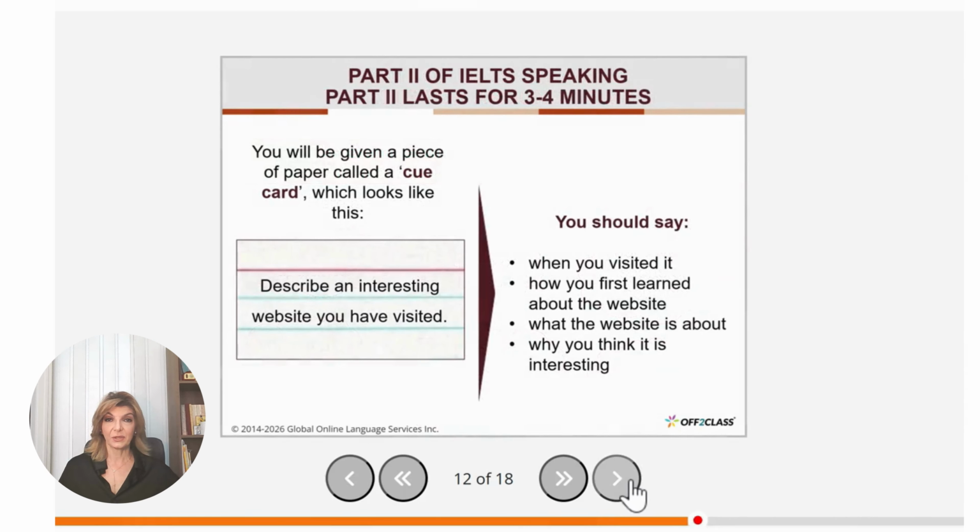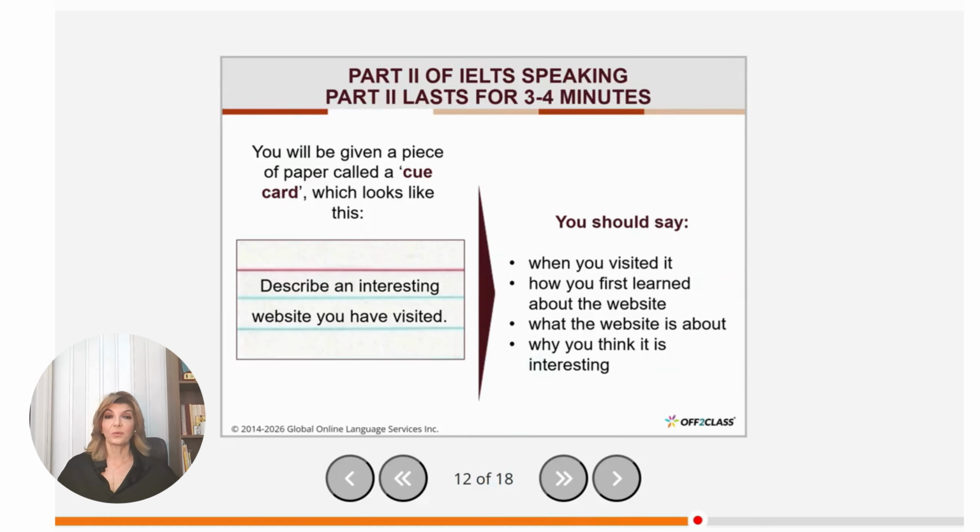And then we get to part 2 of the IELTS speaking. This lasts 3 or 4 minutes. What's going to happen here is you will be given a cue card, and it will say, for example, describe an interesting website you have visited. You should say when you visited and how you first learned about the website, what the website is about, and why you think it is interesting.